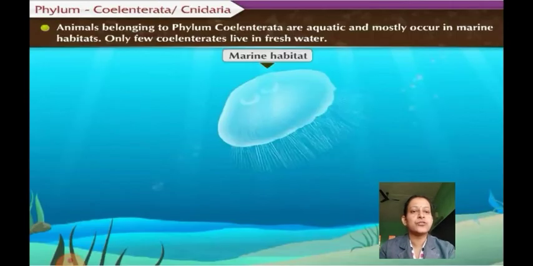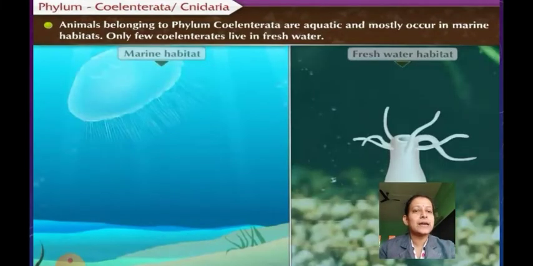Next, let us move on to the next phylum, that is Phylum Coelenterata or Cnidaria. Animals belonging to Phylum Coelenterata are aquatic and mostly occur in marine habitats. Only a few coelenterates live in fresh water, as in the case of poriferans. These are also aquatic in nature and most of them are found in marine water, whereas some are found in fresh water.